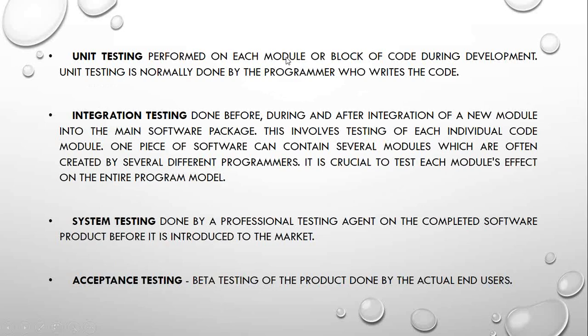Unit testing has to do with the code. Next we have integration, which also has two types, bottom up and top down. Then system testing and acceptance testing. In system testing, it is done by a professional agent on the completed software product before introducing it to the market. As a user you are checking, but in the testing environment.